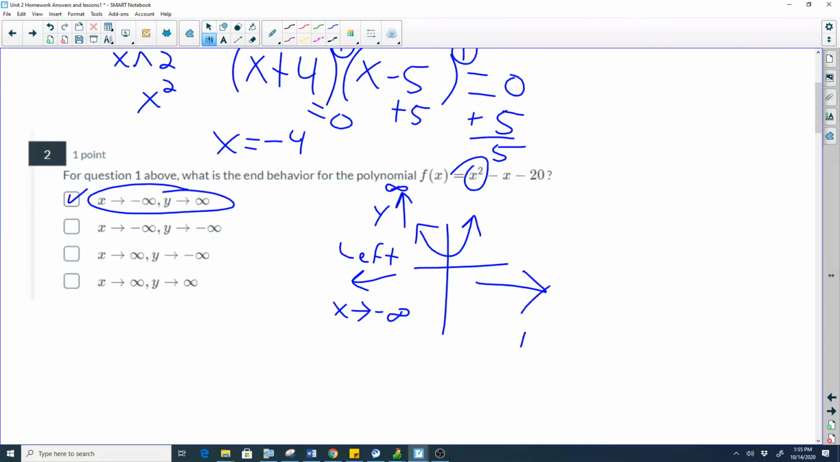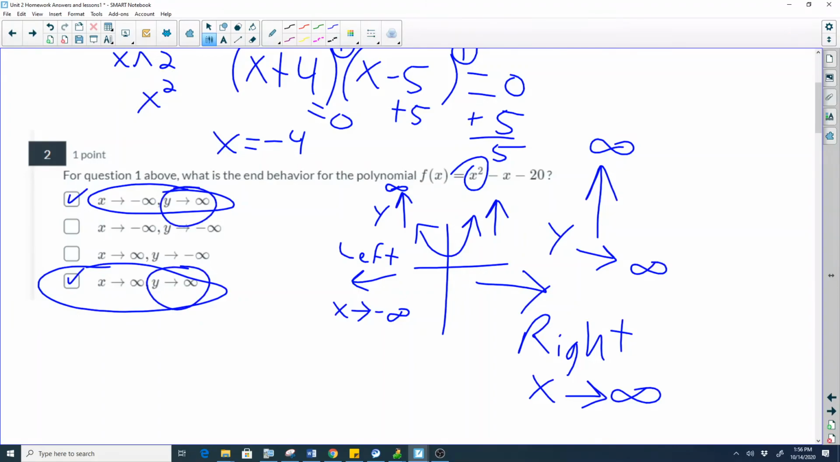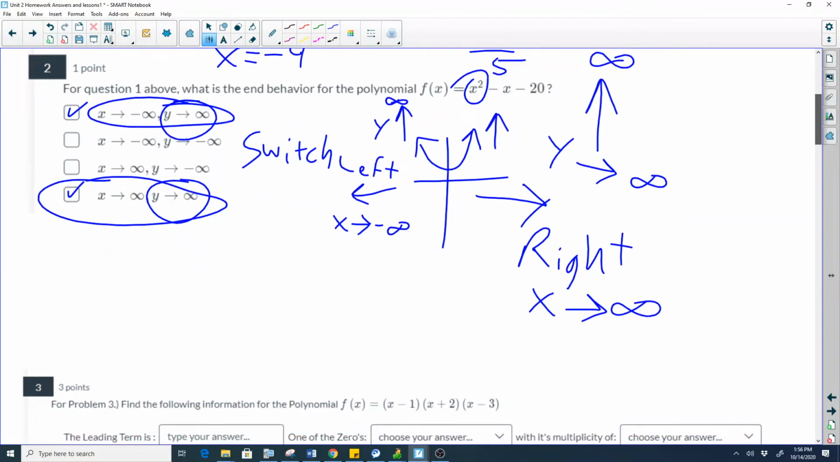Now as x goes to the right, which we denote by positive infinity, what is y doing? In this case, it's going upwards. So y goes to positive infinity. So as x goes to positive infinity, y goes to positive infinity. Both of them are going to positive infinity as x goes to the left and the right. Now your options might switch around. I think on the settings we have it set up so these answers switch around. Maybe it's the first two or the middle two, so just look for your answer there.